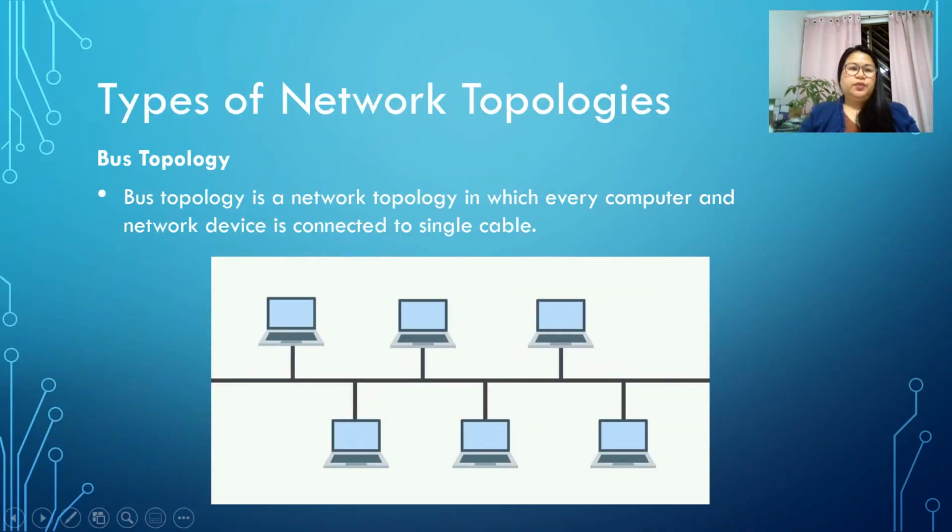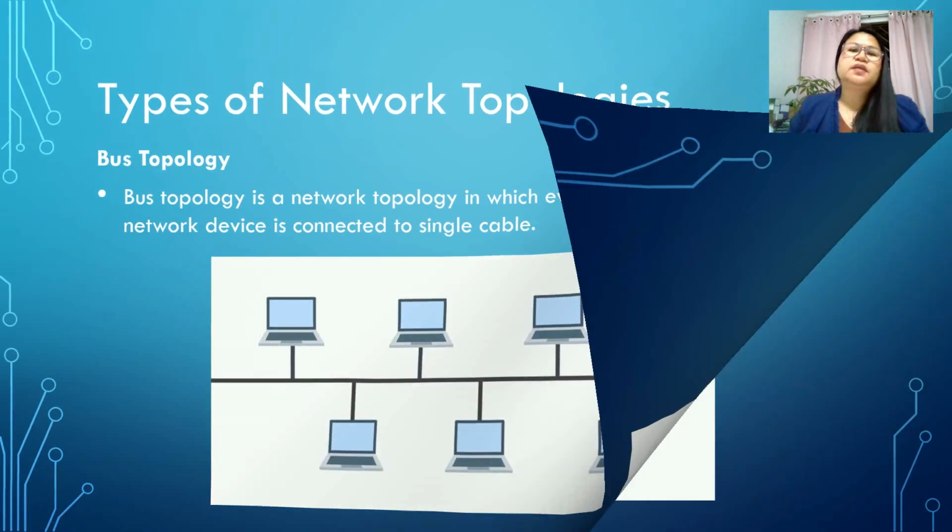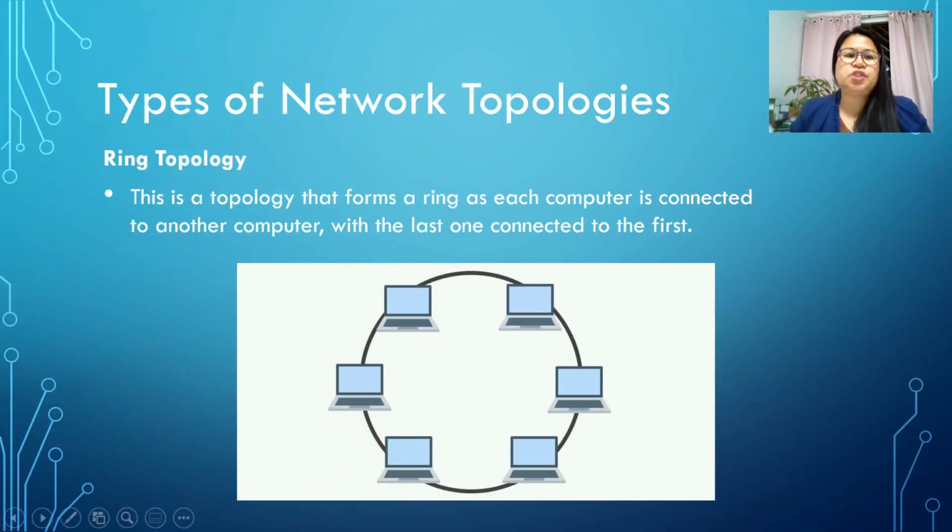Next, we have the bus topology. Bus topology is a network topology in which every computer and network device is connected to a single cable. So as you can see in the figure, they're all connected in a single cable. Then next we have the ring topology.